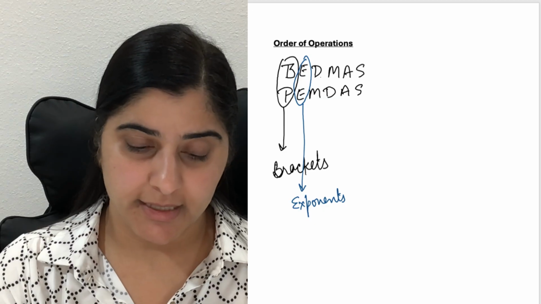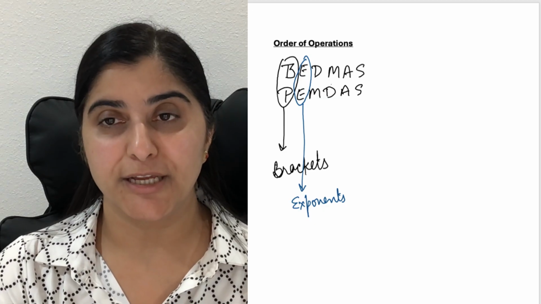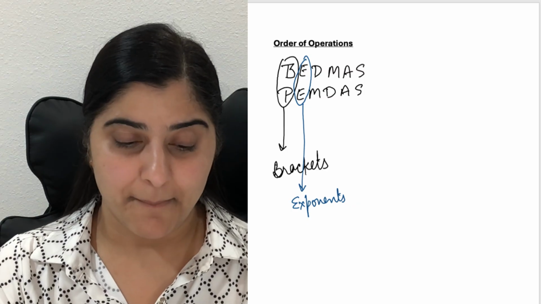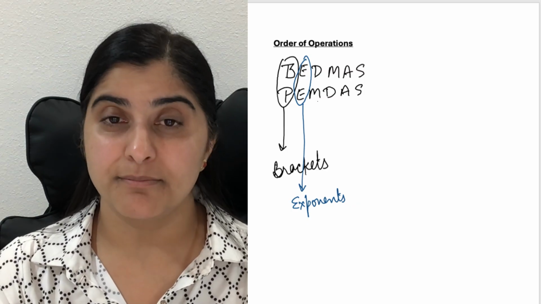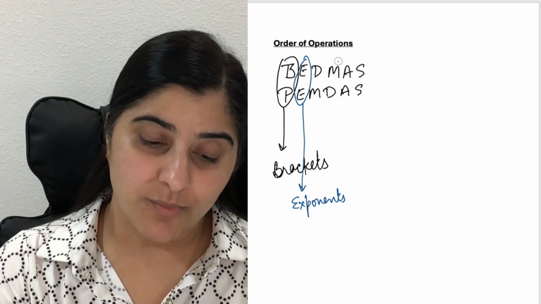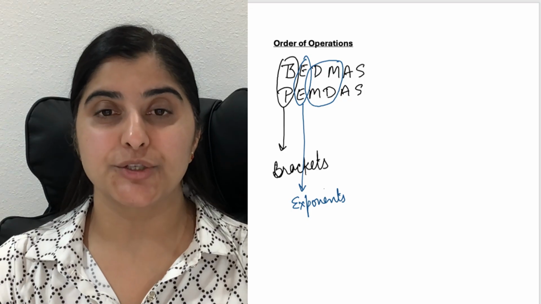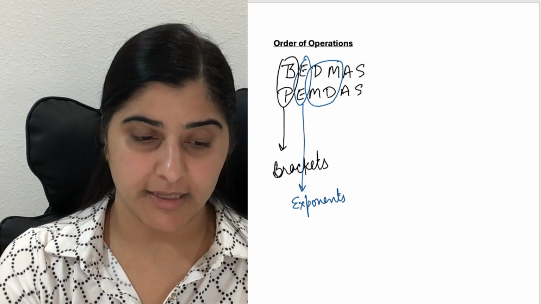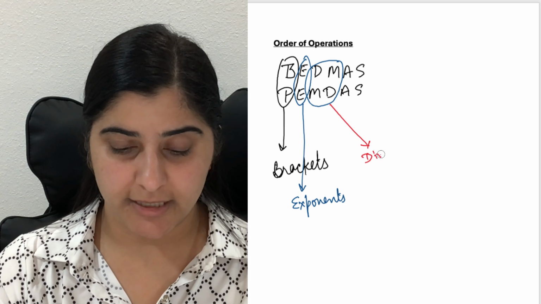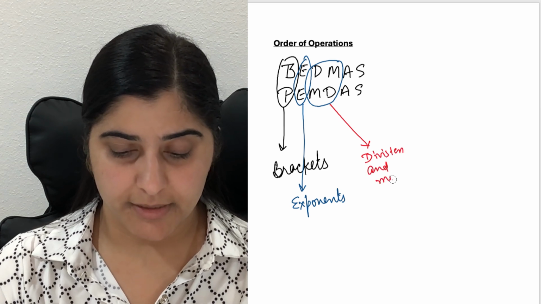The next ones are D, which stands for division, and M, which stands for multiplication. In BEDMAS, D comes first and M comes after. But in PEMDAS, multiplication comes first and division comes later. So why are both correct? Because division and multiplication both have the same priority. So the third priority we give to division and multiplication.